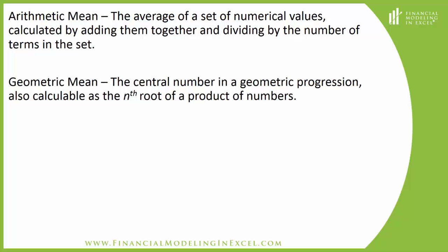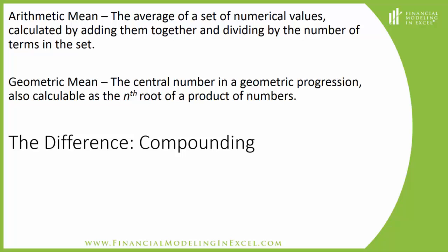The biggest difference between these two is compounding. Geometric mean, or average, represents compounding, whereas the arithmetic mean does not. In this tutorial, we'll see why that is important.